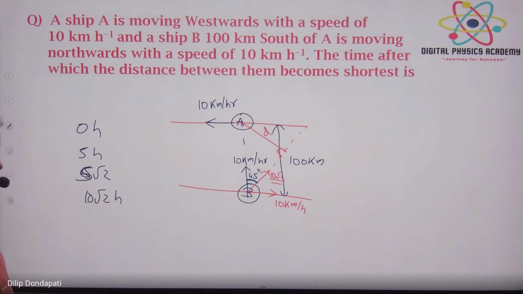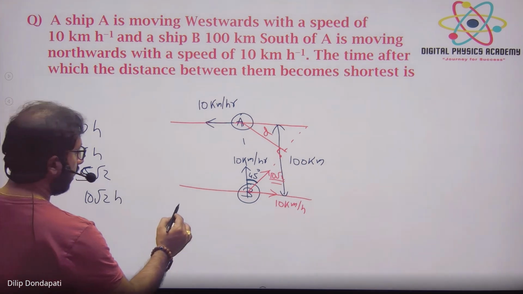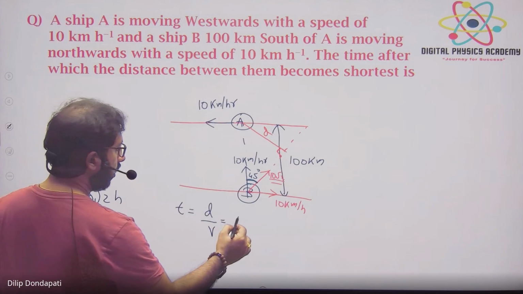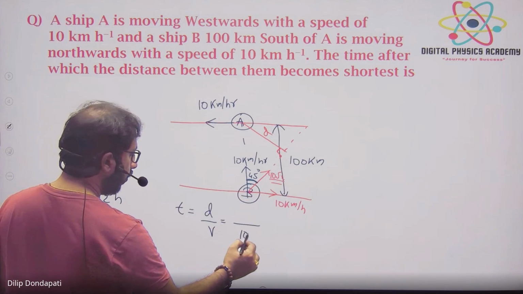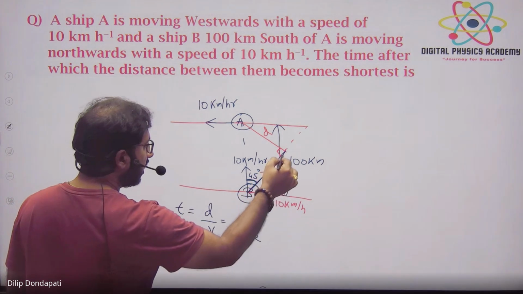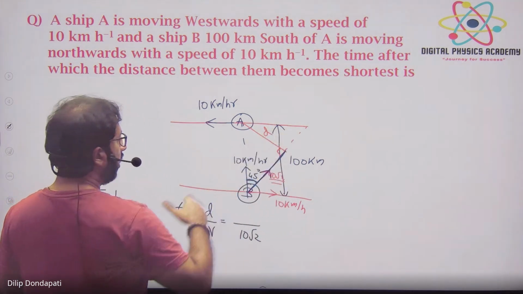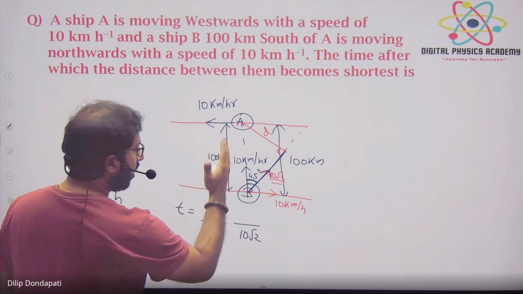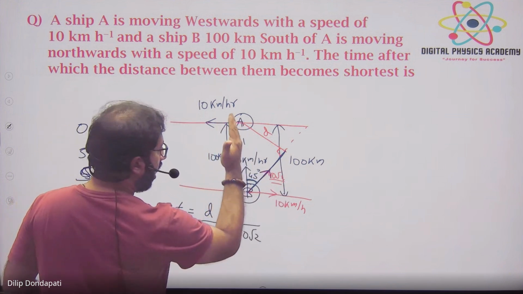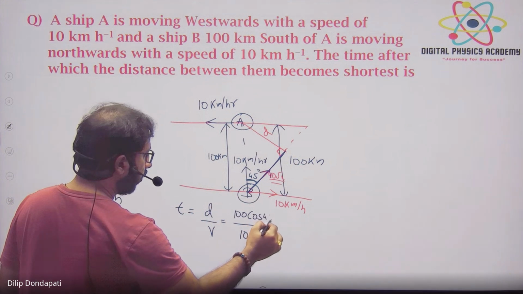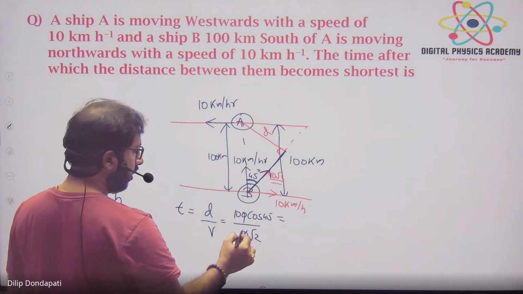5 root 2? No, wrong. Look, time is only what is asked, right? Time is equal to distance by speed. Speed is 10 root 2. We need this distance, then only we can find time, right? How will this distance come? 100 is the distance, right? What will be the component of 100? 100 cos 45. So 100 by 10 root 2, which gives 5.